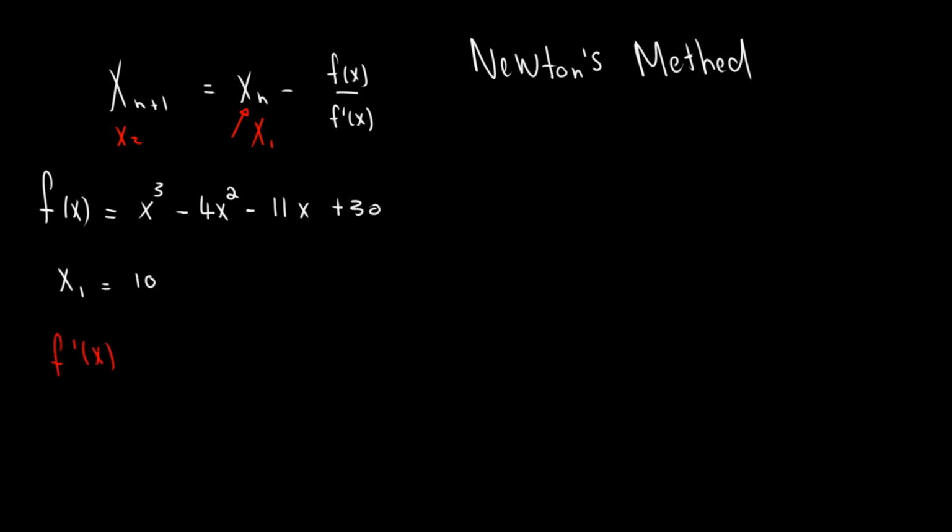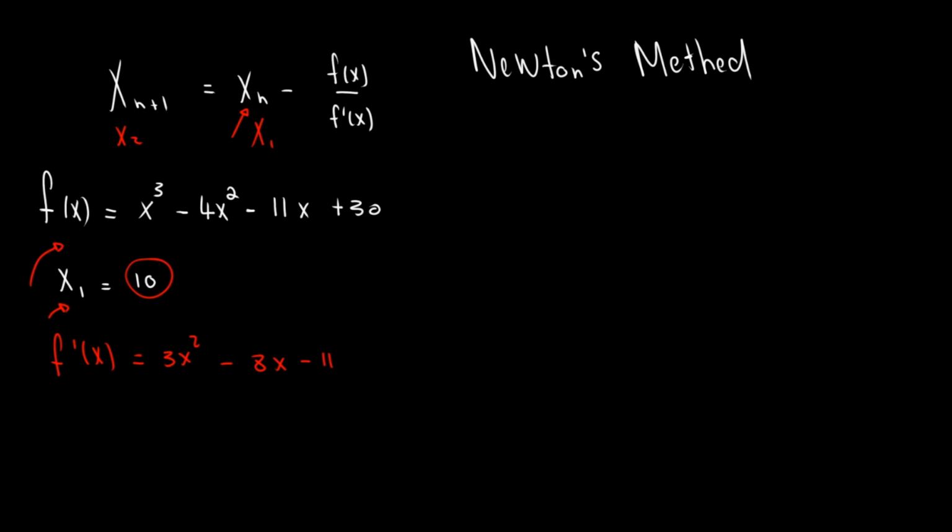We need to derive this original function. So if we derive it, we just bring forward the exponents: 3, minus 1, minus 2, that becomes 8x, and then we have minus 11. Okay, we have the original function. You need to look for where they tell you let x sub 1 equal something. They'll usually tell you. Now the idea is we want to find repeating decimals, usually to the 4th decimal. But I'll get to that in a bit.